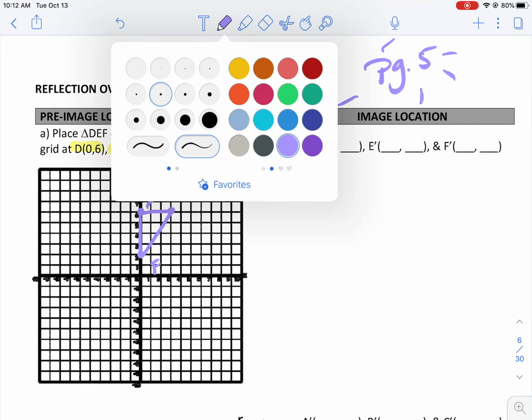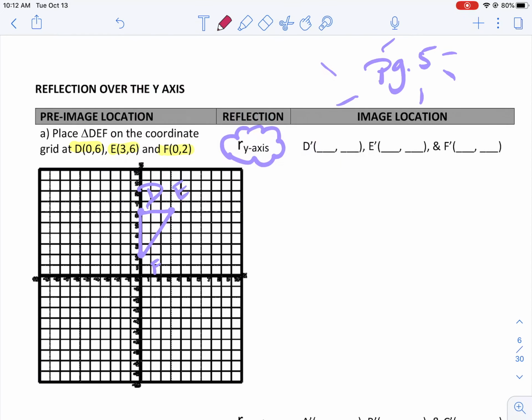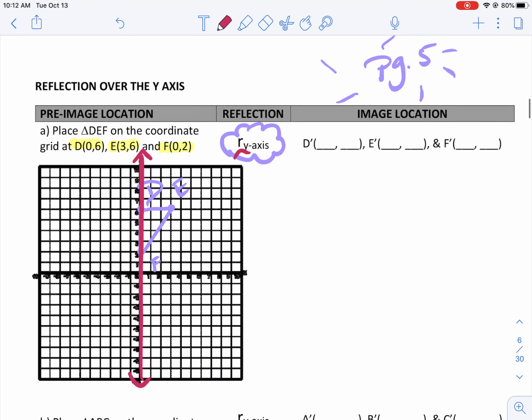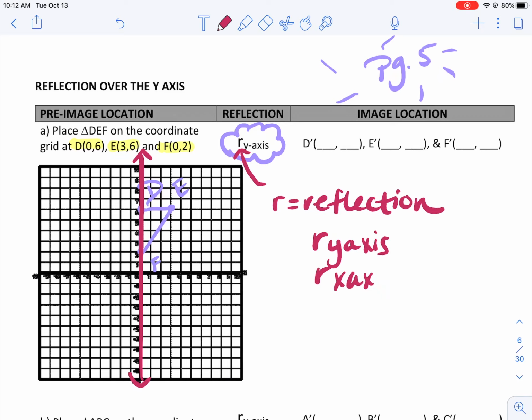Well, we're going to take each point, and I'm going to just start by reminding you guys, here's the y-axis. And let's look at this little r right here before we jump in. Little r stands for reflection. So we're going to look at a bunch of reflections today. We've got a reflection about the y-axis. We're going to look at the x-axis. And we're going to look at the line y equals x.